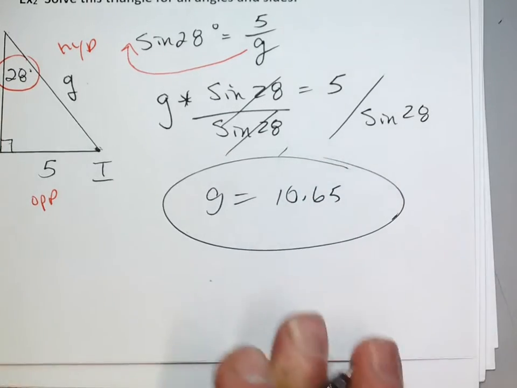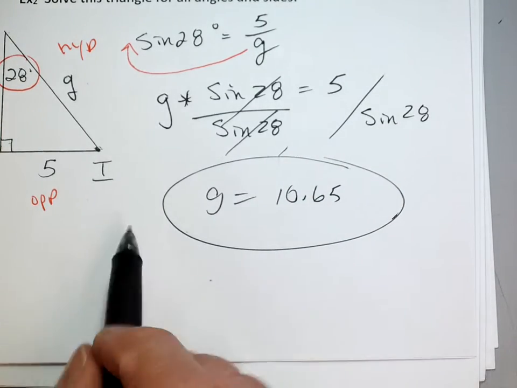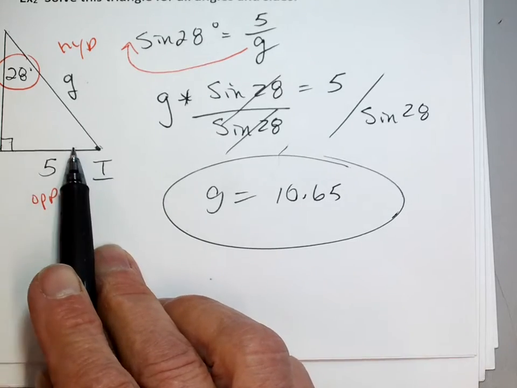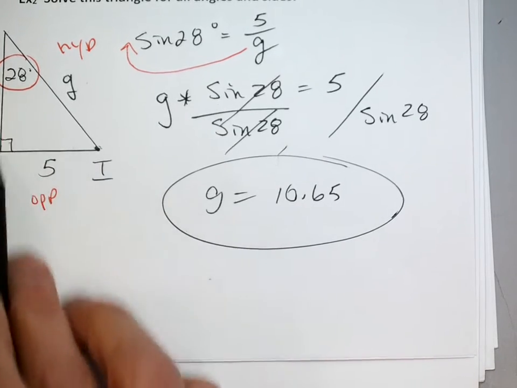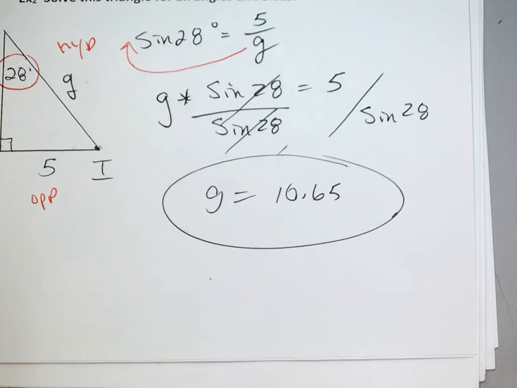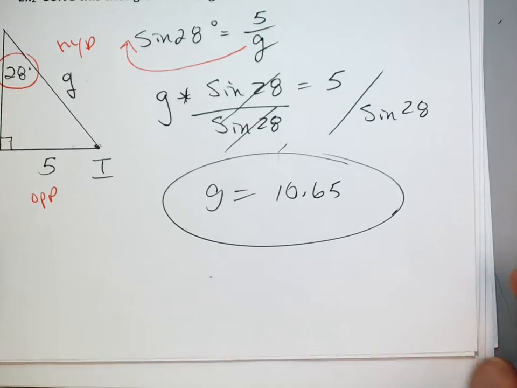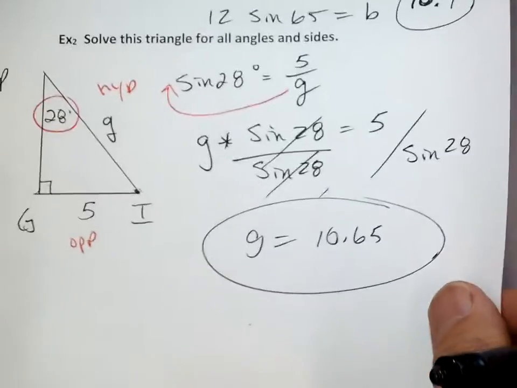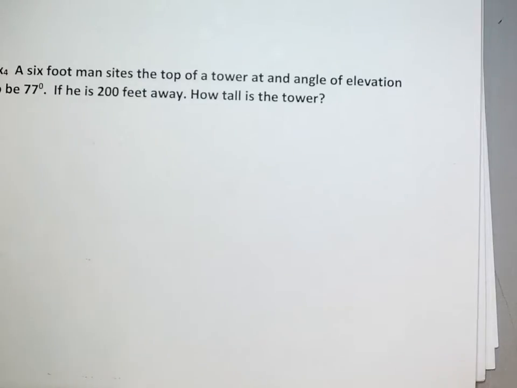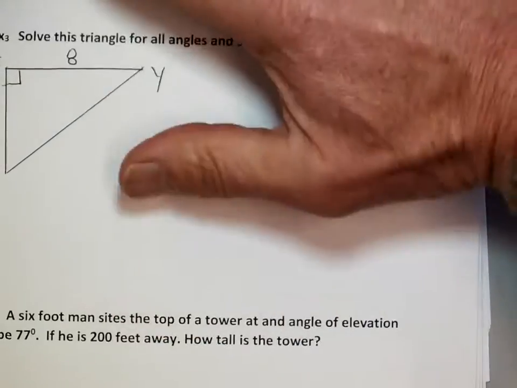Okay, and again, if you want to solve for the rest of the triangle, then you could get angle I from 90, and you get little i from either sine, cosine, or tangent, or even by Pythagoras' theorem. Okay, turn the page. Now, example 3.